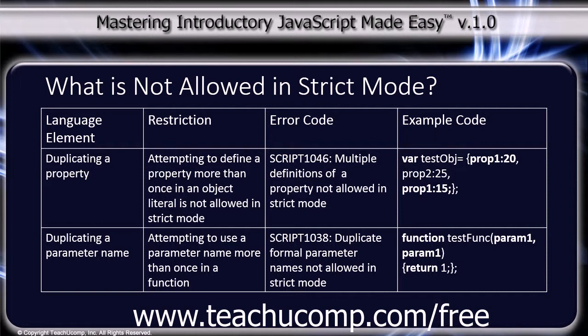Duplicating a parameter name. Attempting to use a parameter name more than once in a function will throw the error code script 1038, duplicate formal parameter names not allowed in strict mode. On the example code, you can see the test function attempts to create parameter 1 and parameter 1.